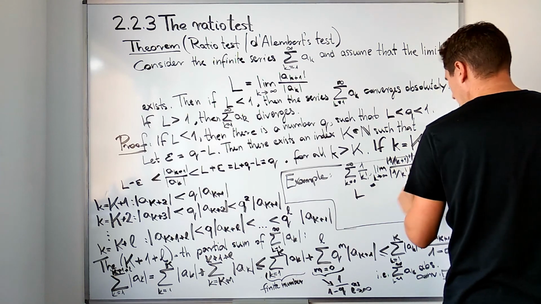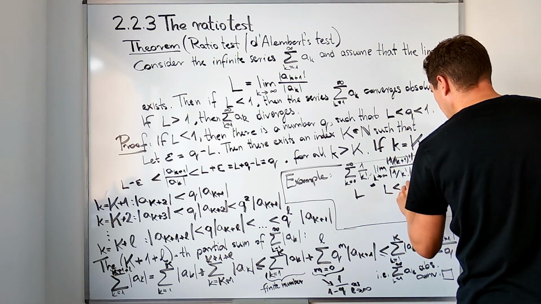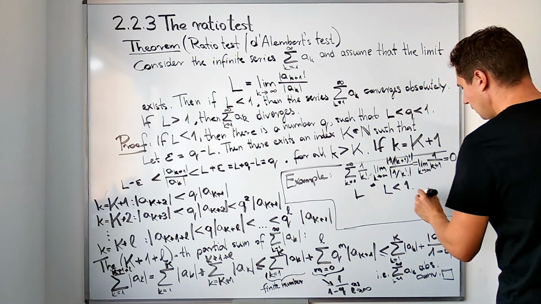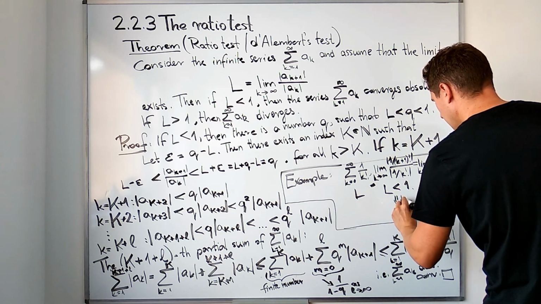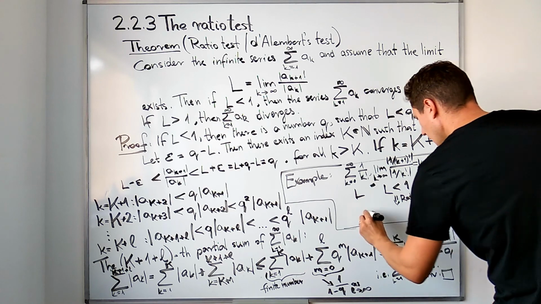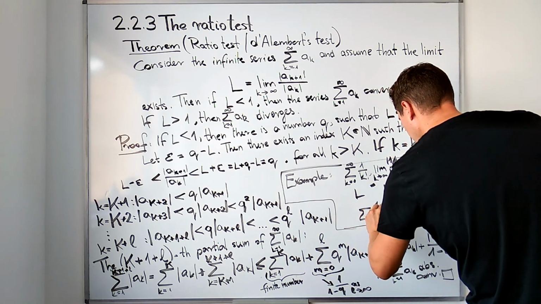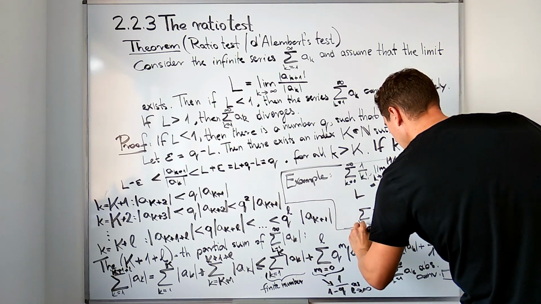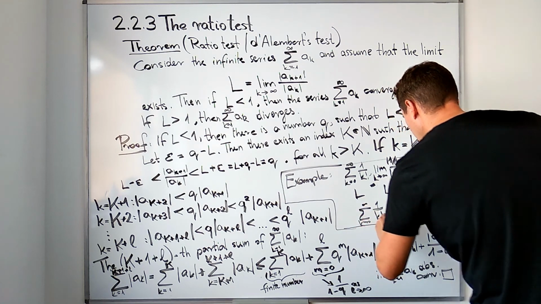So this is L in the theorem. So what we have found is that L is less than 1. So by the ratio test, this infinite series is absolutely convergent.